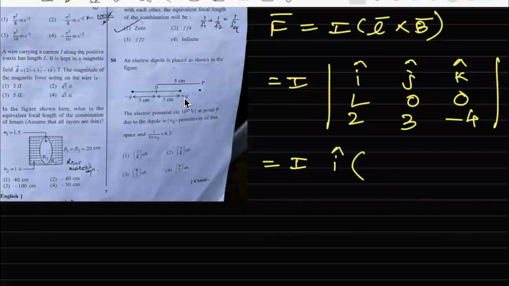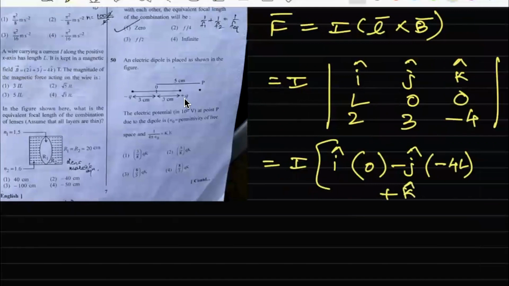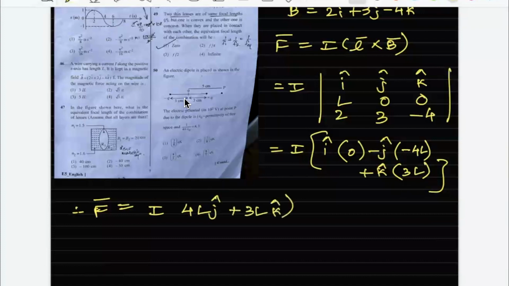So we have I cap: 0 minus 0. Minus J: minus 4L. Minus 4L, and 2 into 0 is 0. Then plus K: so I get 3L. Now again 2 into 0 is 0. So what I have left is F bar is 0 I. So forget I. Minus minus plus, so 4LJ and 3LK, and multiply that by I.